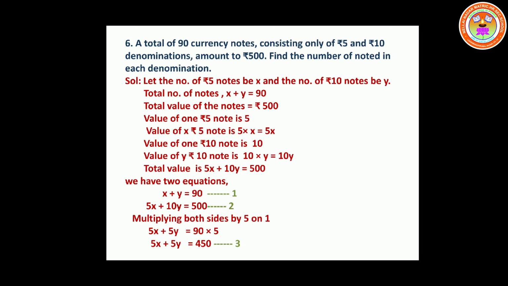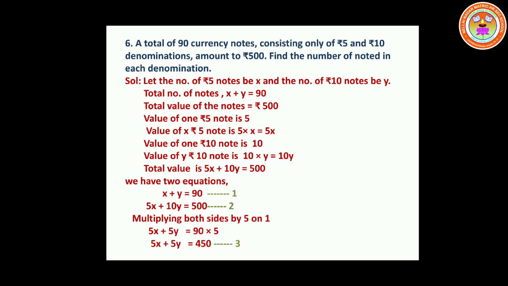Now, the total value. The value of x five rupee notes is 5x, and the value of y ten rupee notes is 10y. When I add these values, I should get 500 rupees. Can you understand? Yes. Now, I have two equations. The first equation, x plus y is equal to 90, and the second, 5x plus 10y is equal to 500. These are the two equations which I got from the statement.